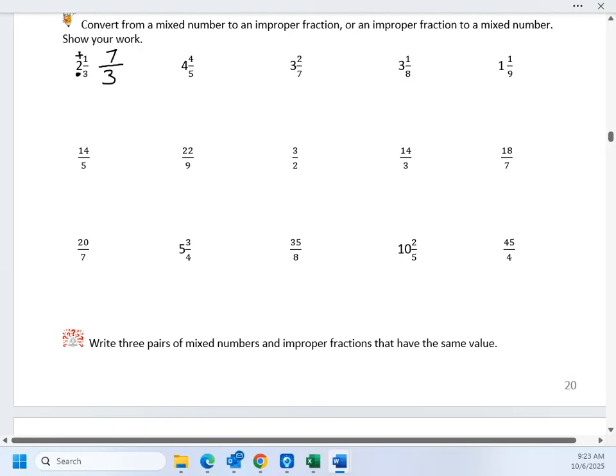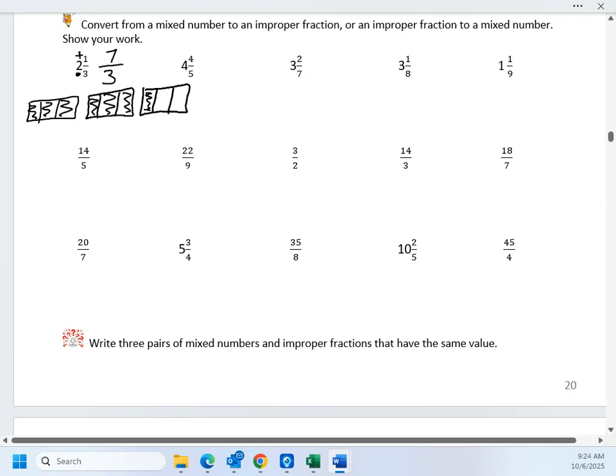So I'm just going to show you what that looks like visually. So I have my bars broken up into thirds. I have 2 wholes. So 2 wholes are filled in, and then I have 1/3 after that. So this would be 2 wholes and 1/3. If I want to make that improper, I count up how many sections I have. I have 7 sections out of those thirds. So I have 7 thirds.